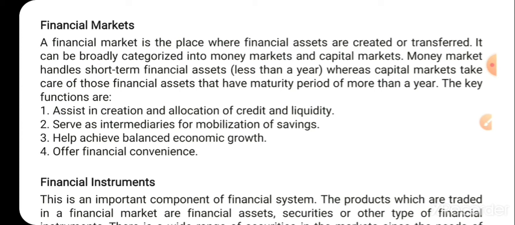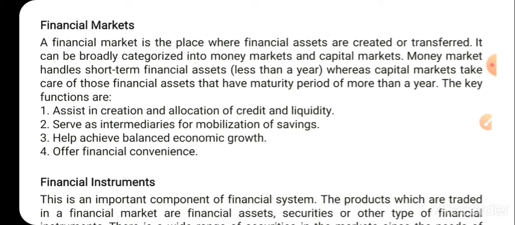Here are the products which are traded in a financial market, and the next element or part of the financial system is financial instruments. This is an important component of the financial system. Here, trading of financial assets, securities, or other types of financial instruments in the financial market is done.